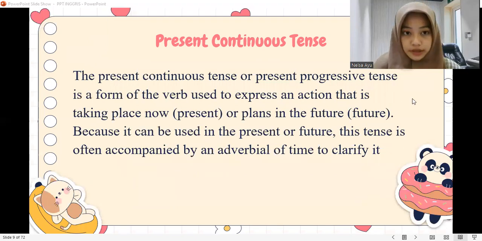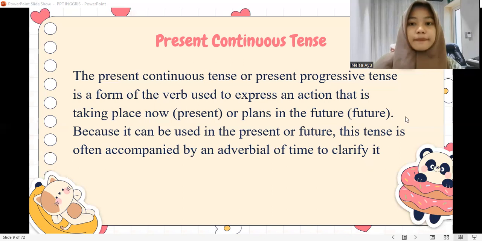Next, present continuous tense. The present continuous tense, or present progressive tense, is a form of the verb used to express an action that is taking place now, in the present, or plans in the future. Because it can be used in the present or future, this tense is often accompanied by an adverbial of time to clarify.